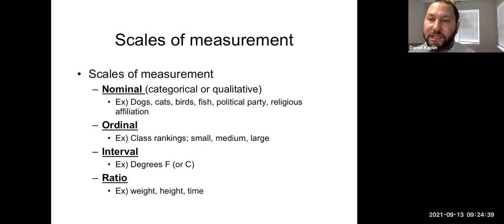Now let's go to ratio. Ratio, you have an absolute 0. 0 is 0, right? So before you get on a scale, what does the scale say? 0.00 pounds, right? Or kilos. So when you get on the scale, it changes. But a pound or a kilo is an equal unit of measure, and the scale was calibrated to a 0 beforehand. So 0 is 0.